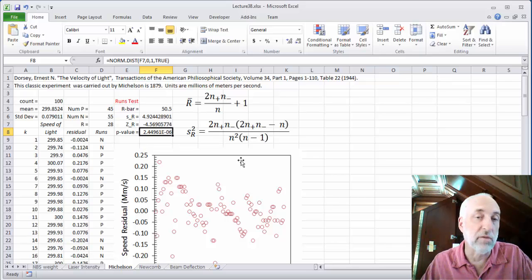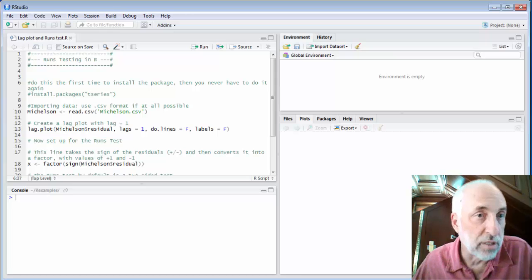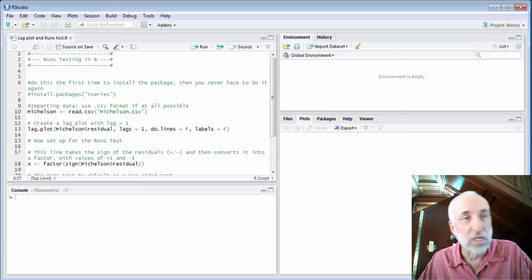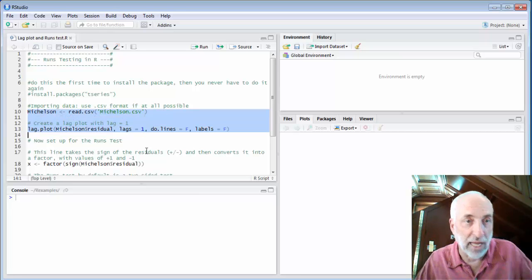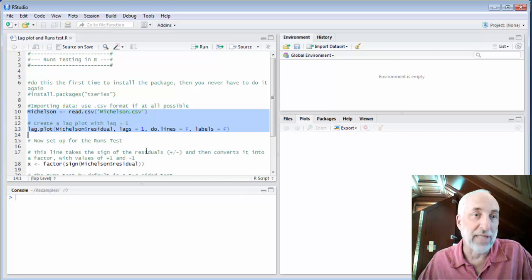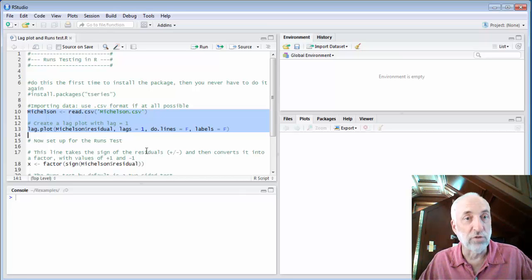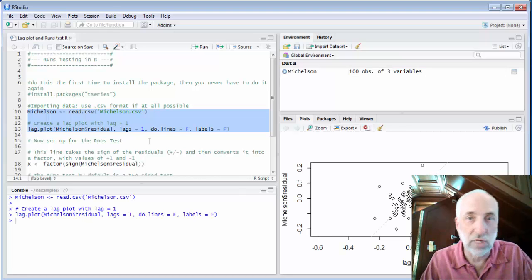All right, let's do the same thing with the Mickelson data in R. So here I have a script that you can also find on the website, lagplotandrunstest.r. First thing I'm going to do is feed in the Mickelson data and generate a lag plot. The lag plot is very easy to do. It's called lag.plot, and I give it the residual value. So in this case, my Mickelson dot, here, let's run it.